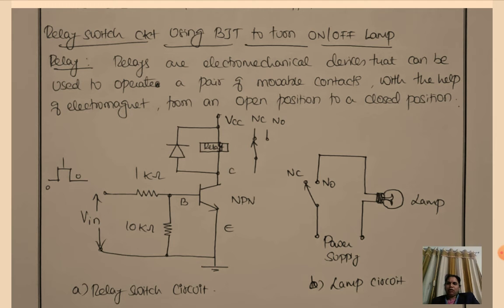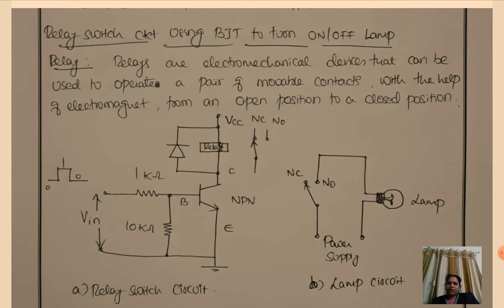What actually it is: there will be an electromagnetic coil, and once this coil is energized, it will have a pair of movable contacts. If it is energized, it will make the contact move from one position to the other position. Thereby we can either turn on or off a lamp which is connected across this relay.